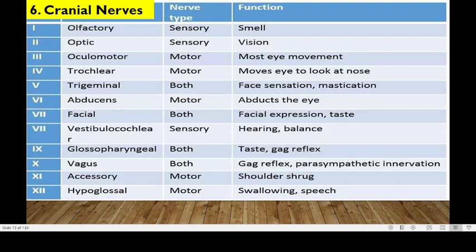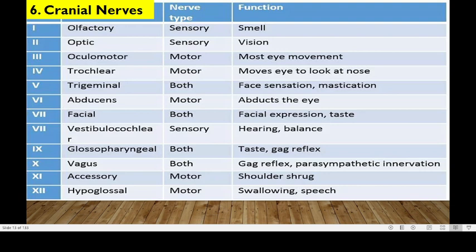Number 5, you're testing face sensation and mastication, the chewing part. Number 6, you're looking at abducting the eye, moving the eye away from the midline. While moving the eyes towards the midline is testing which nerve? Number 4. All right? For the facial nerve, you're looking at the facial expression, making grimaces.